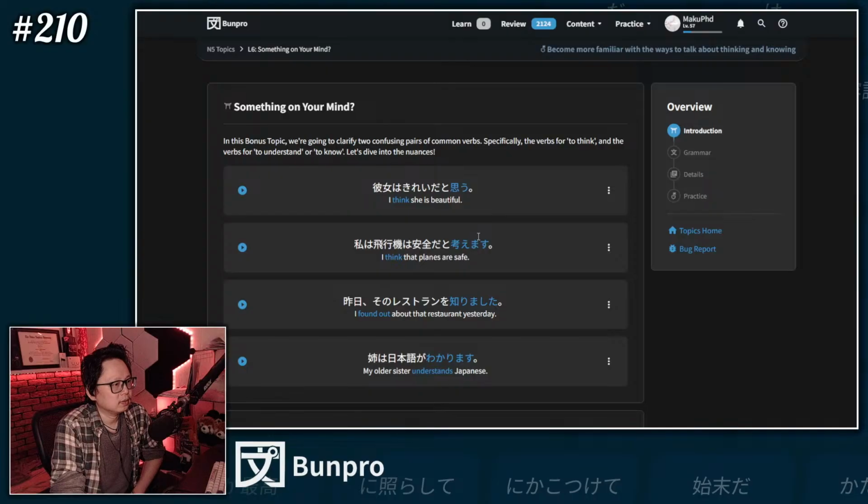No. Kangaeru, shiru, and wakaru. Sorry, wakaru. So we have wakaru. Okay, to think, yes. So think is omou and kangaeru, right? And then we have to understand and to know, which is wakaru and shiru, right? Which is a very important thing in English for me personally as well.